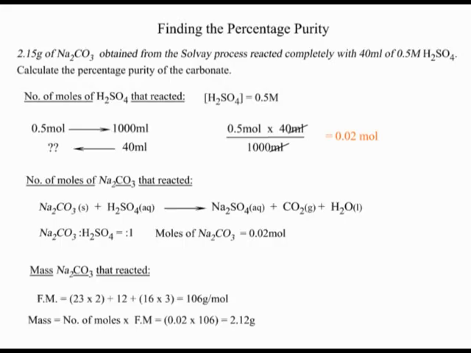So 2.12 grams is the active mass, but we had a total mass of 2.15. So the percentage purity will be given by 2.12 over 2.15 times 100. That gives us 98.6%.